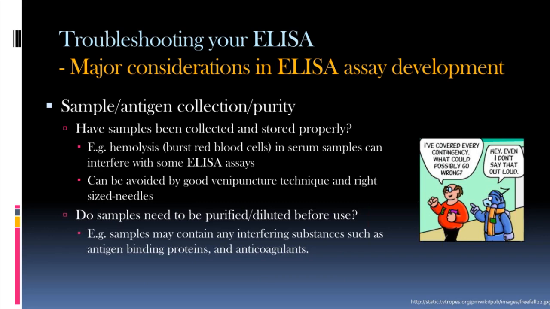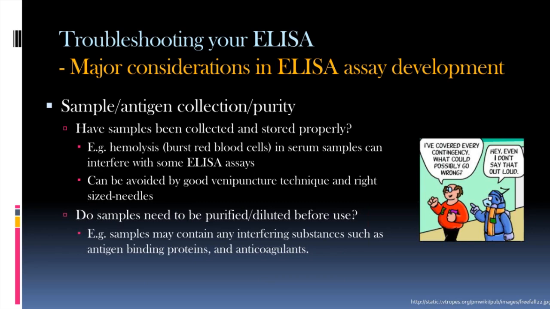One of the samples that I use pretty often is blood samples. And depending on the way that you collect the blood, so the type of needle you use and the type of technique you have, you may burst red blood cells as you collect blood. This is called hemolysis, which can actually interfere with some ELISA assays. So having good collection technique and keeping the purity of your sample intact is the most important first step.